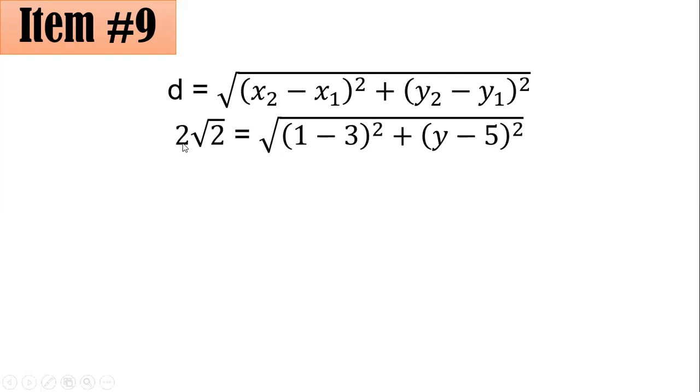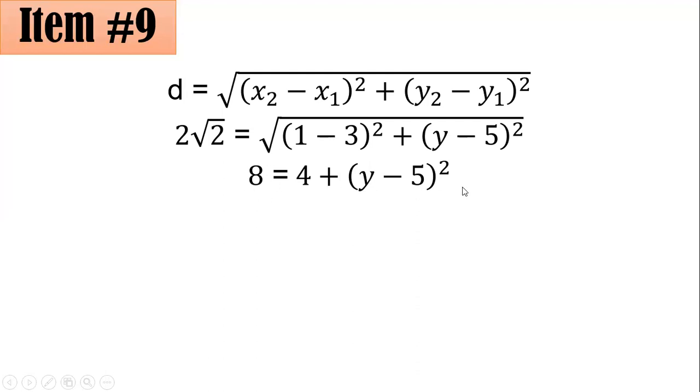If you square 2 square root of 2, that will be 8. Why 8? Because 2 squared will be 4, square root of 2 squared will be 2, so 4 times 2 will be 8. Equals 1 minus 3 is negative 2. You square it, that's 4. Plus y minus 5 quantity squared. And this is the one that we have.